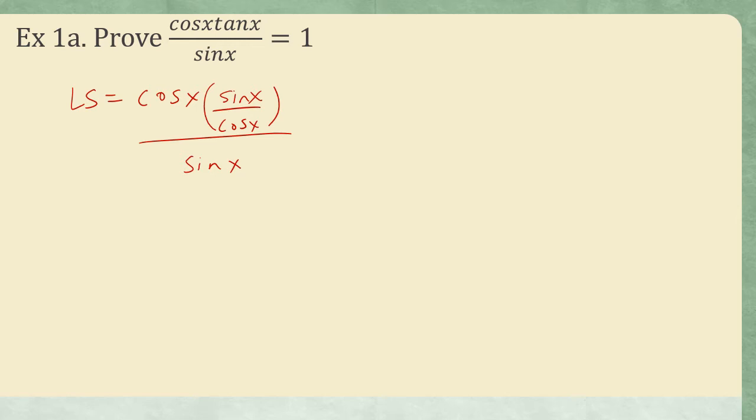That is convenient. I have something on the top that is the same on the bottom. Those cancel. So that leaves me with sine x over sine x. Whoa, anything divided by itself. You can think of it as canceled. Anything divided by itself is 1. We got 1 equals 1.